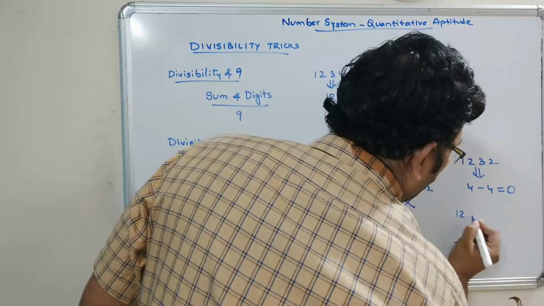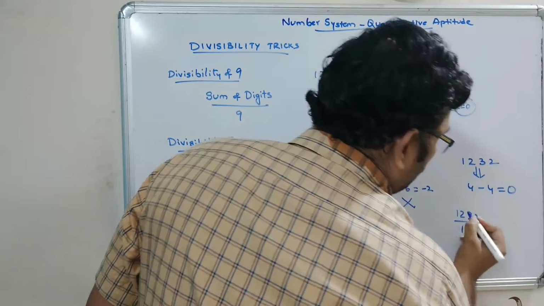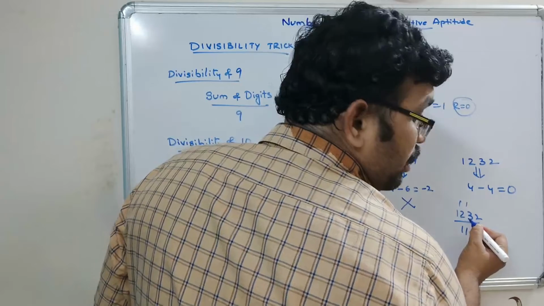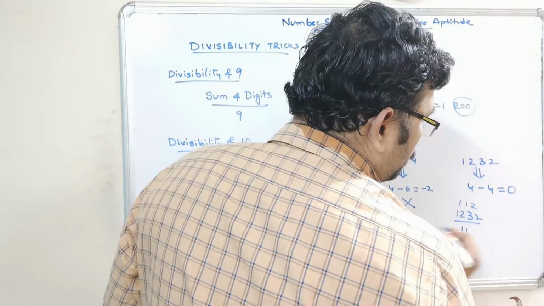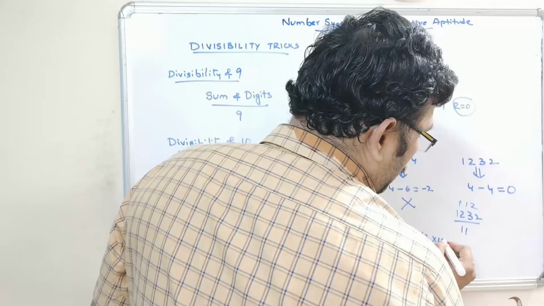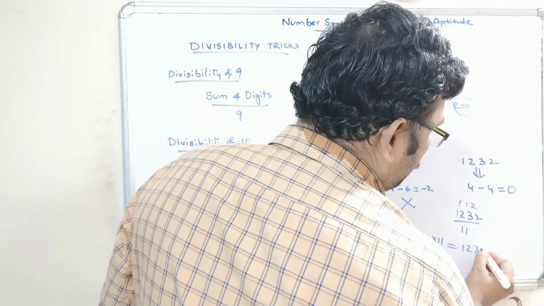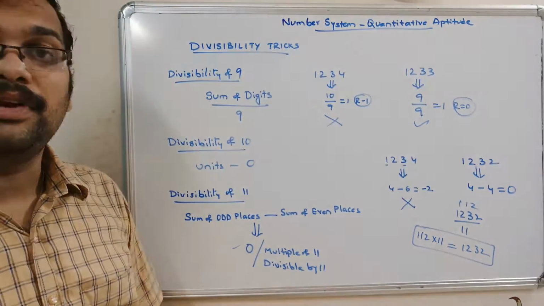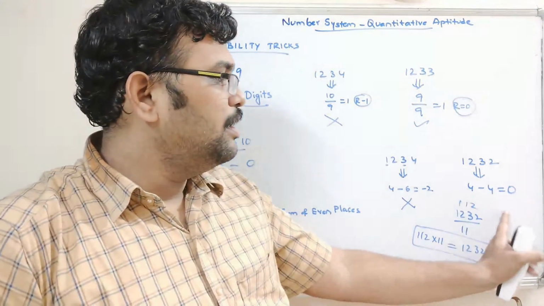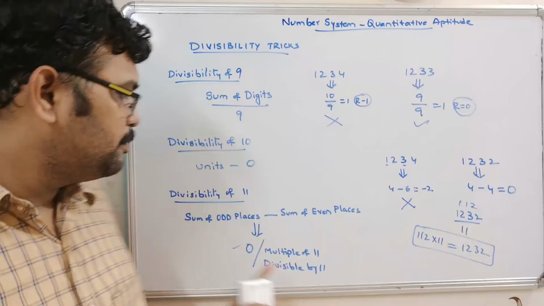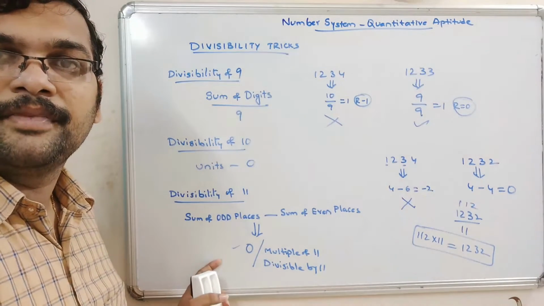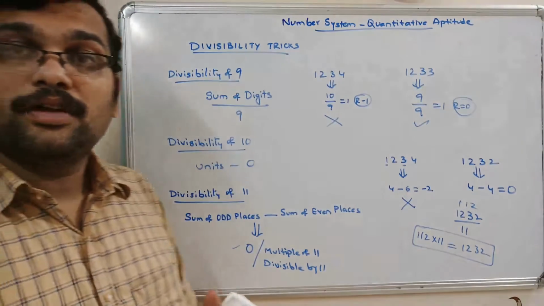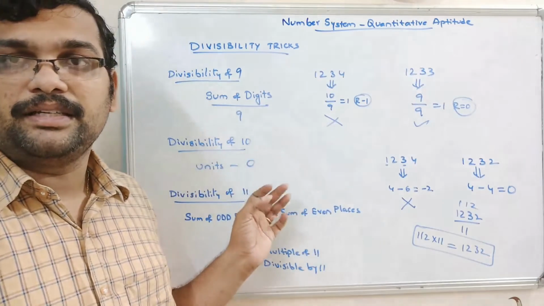You can check here. 12, 32, 11, 1s are 11. So 13, again 1s are 11, right? 22, 2. So 112 into 11 is nothing but 1232. So you can check manually. So that given number is divisible by 11. So this is how we can solve the problem by using these simple tricks.